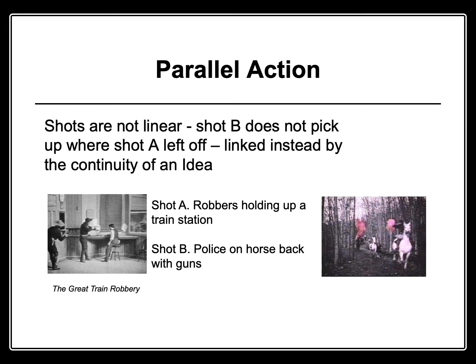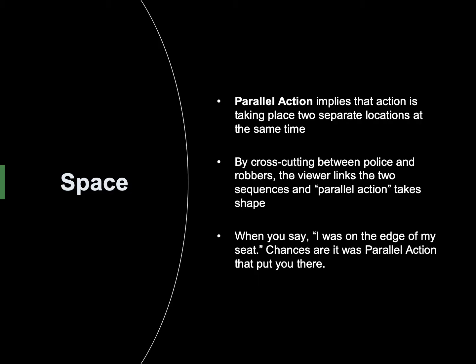Parallel action. Shots are not linear. Shot B does not pick up where shot A left off. Instead, they're linked by the continuity of an idea. Space. Parallel action implies that action is taking place in two separate locations at the same time. By cross-cutting between the police and the robbers, the viewer links the two sequences and parallel action takes shape. When you say, "I was on the edge of my seat," chances are it was parallel action that put you there.